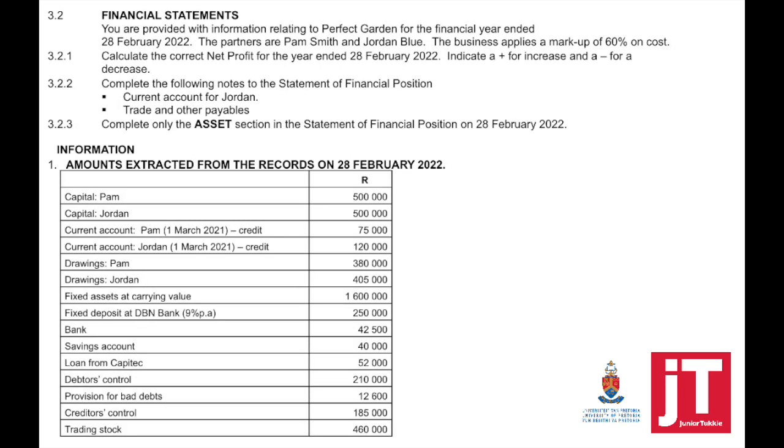Now your steps in completing this. Start with the amounts extracted from the records on 28 February 2022 and indicate where it's supposed to go. That's the easy marks to get. Then step number 2, complete the adjustments. Once you've completed the adjustments, then you can finish off the statement of financial position and your notes. Our approach in this video is going to be slightly different. We are going to focus on each question at a time.